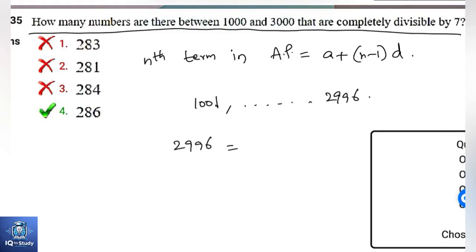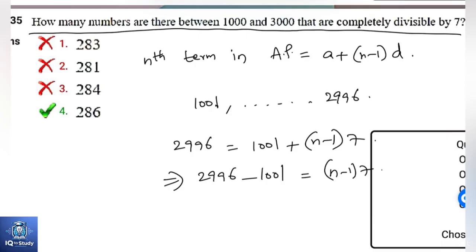2996 is equal to 1001 plus n minus 1 into 7, which means 2996 minus 1001 is equal to n minus 1 into 7, which becomes n is equal to 2002 divided by 7, that is equal to 286. So the number of numbers between 1000 and 3000 that are completely divisible by 7 is 286.